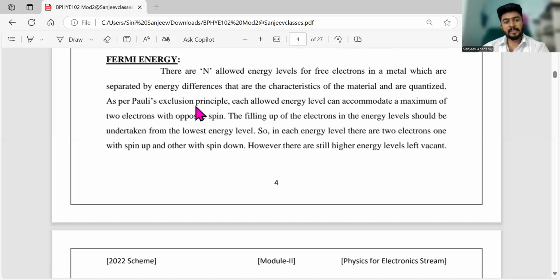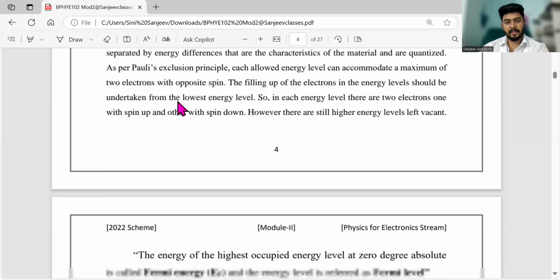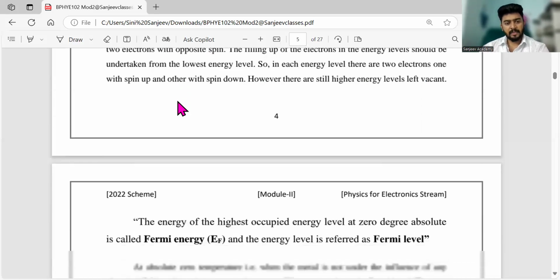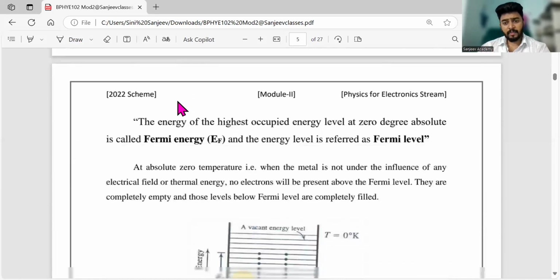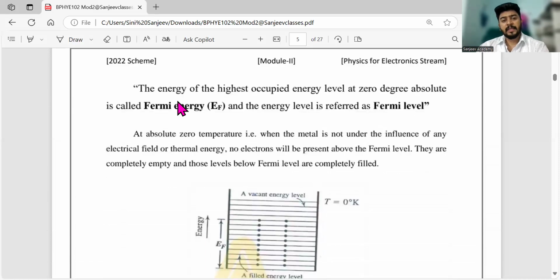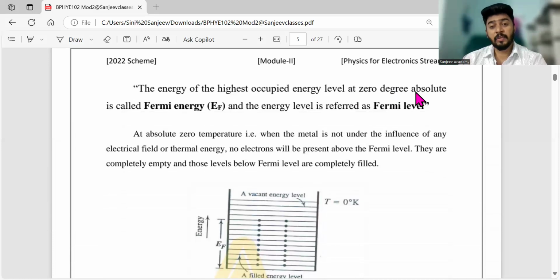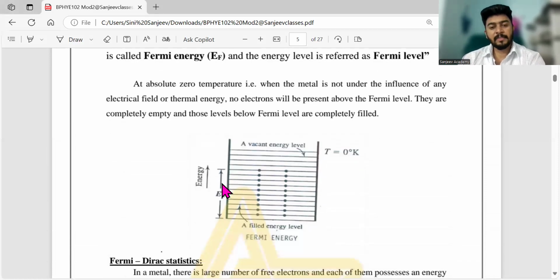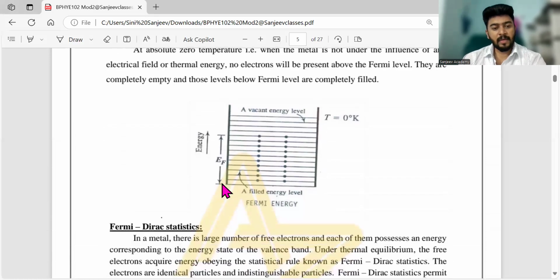So Fermi energy. I told you, Pauli's exclusion principle: maximum 2 electrons only, which we already studied in class 11. So coming to the Fermi energy, the energy of the highest occupied energy level at 0 degree, at absolute zero, is called Fermi energy or Fermi level. Diagram is important, so draw the diagram.